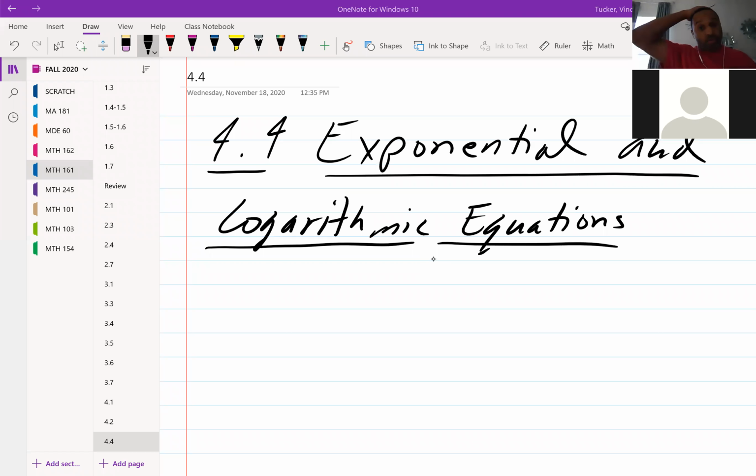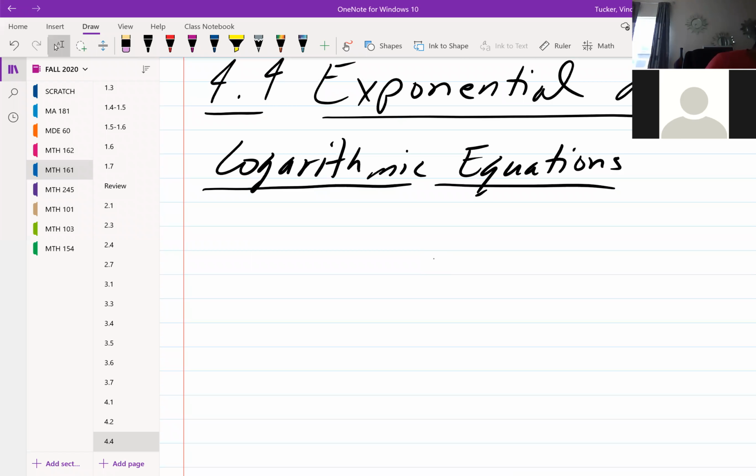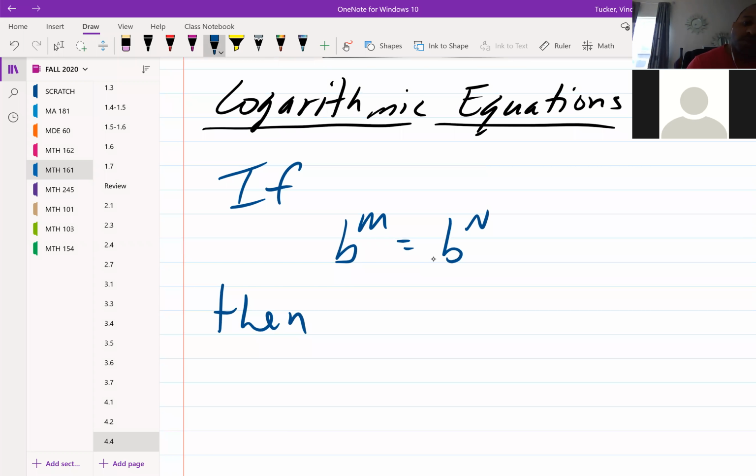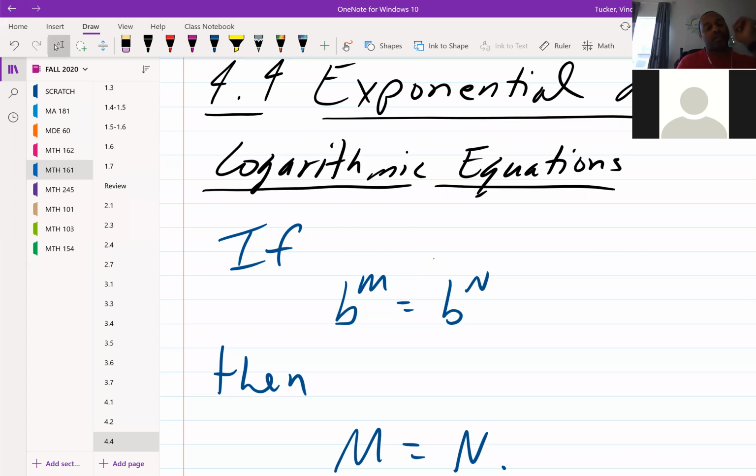All right, so 4.4 exponential and logarithmic equations. So the first type. All right, so the first method that we can use when it comes to solving equations dealing with your exponential relationships.